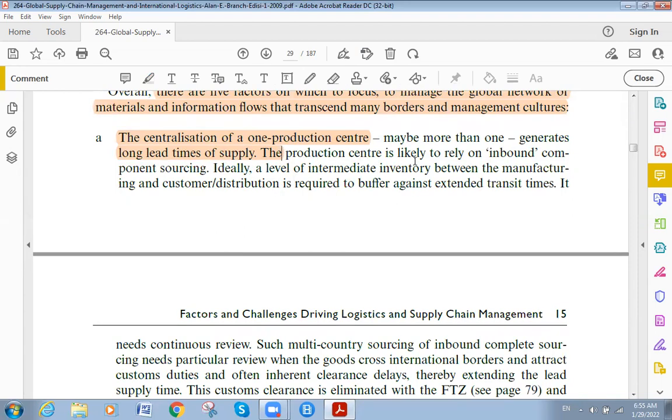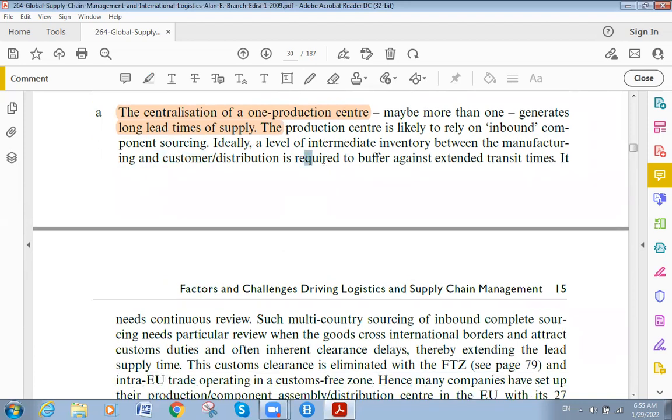The production center is likely to rely on inbound component sourcing, ideally with a level of intermediate inventory between the manufacturer and the customer. Distribution is required to buffer against extended transit time.